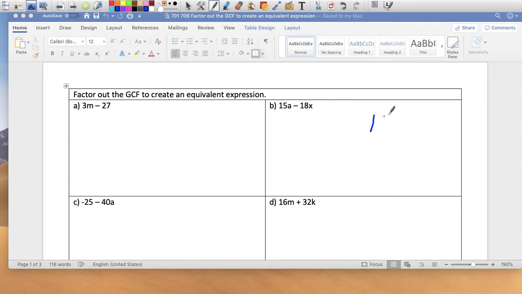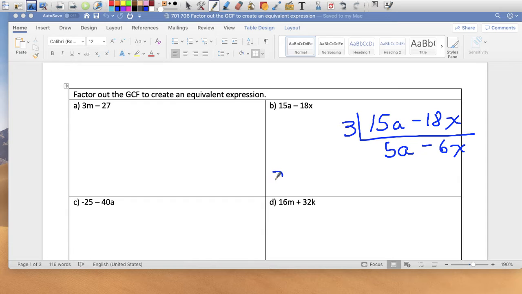So actually, there's not really a way for you to get this wrong. 15a minus 18x, and again, you can do this. 3 goes into both, so 3 goes into 15 5 times, or 5a, minus, and 3 goes into 18 6 times, or 6x. 3 becomes my factor outside, and 5a minus 6x, my two terms inside. And if you double check, you can always see if you're right or wrong.